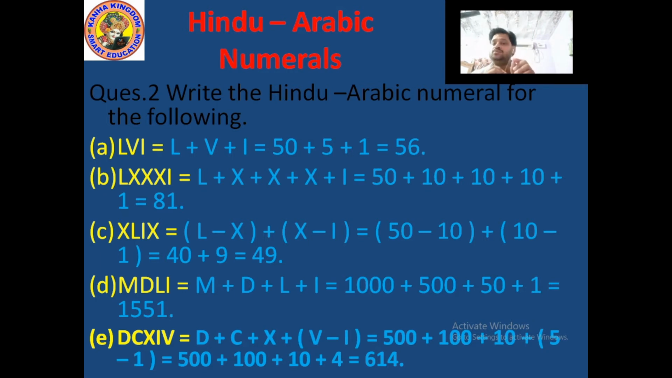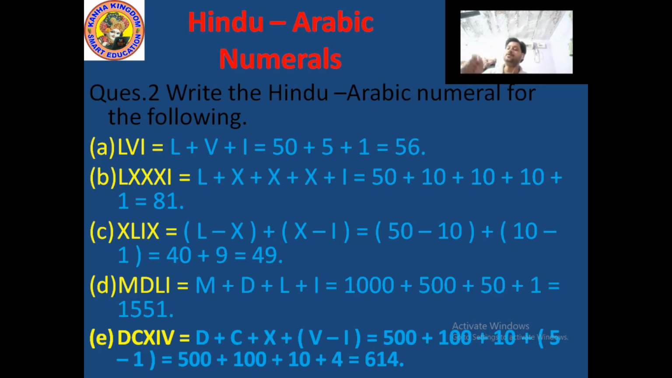M equals 1000, and M is greater than D, D is greater than L, and L is greater than I. Here there are 4 letters and all the letters are in descending order. So we add M plus D plus L plus I.